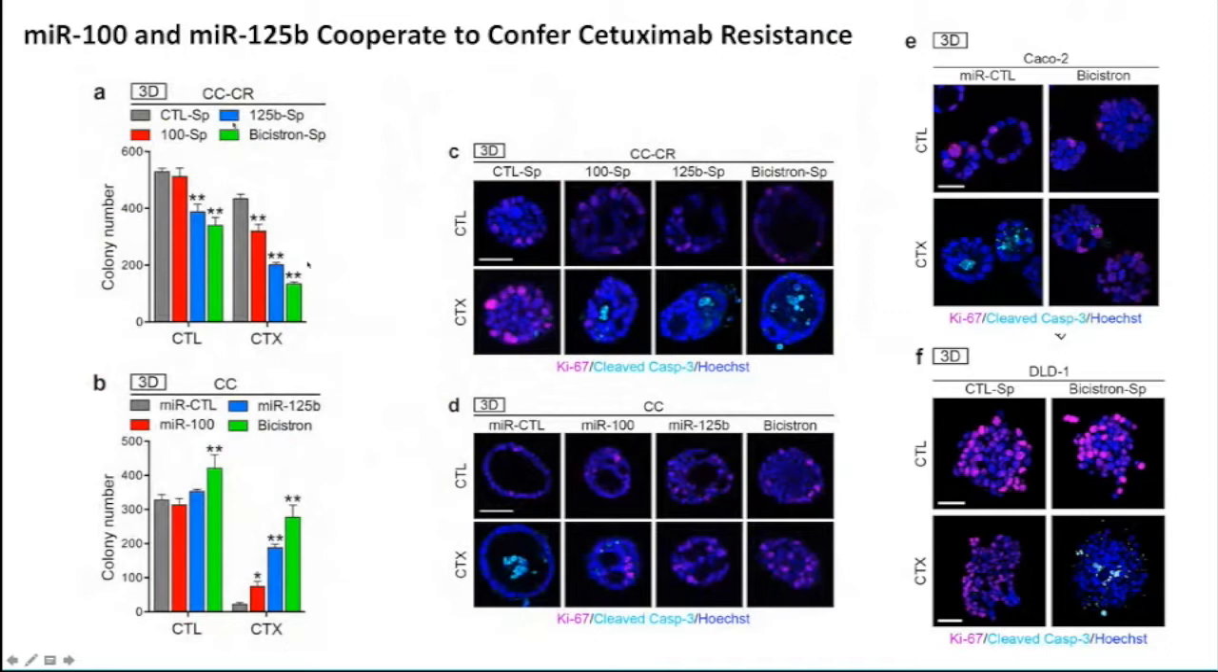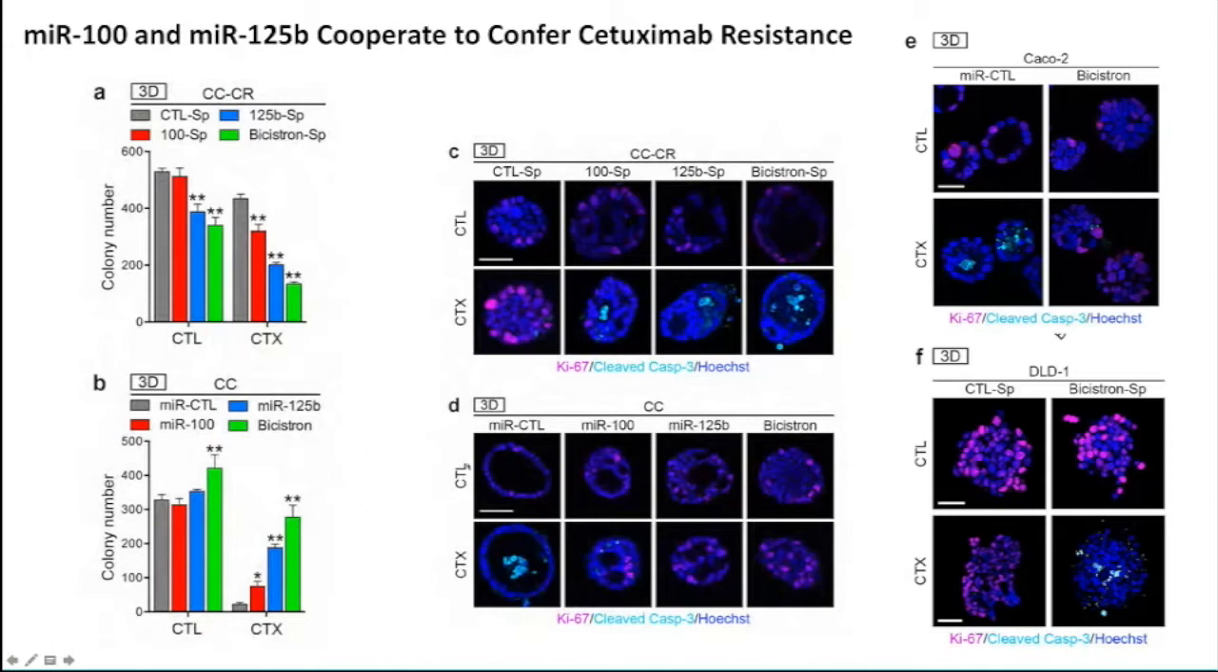The point here is that if we block expression, let's just focus on the bicistron, okay, they're cetuximab resistant, but if we increase expression of the sponge, meaning decrease the expression of 100 and 125, we get fewer colony numbers. Okay, and you can even see this over here in these CCCR cells. As we decrease the concentration of 100 and 125, they begin to look more and more like the parental CC cells as opposed to the pretreatment CCCR cells.